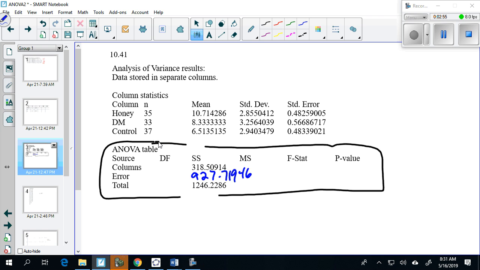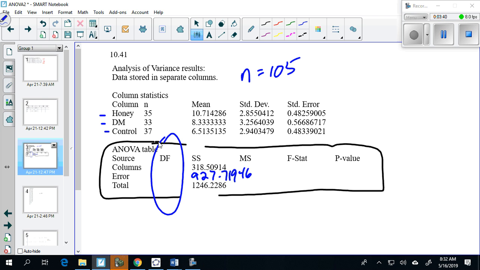All right, we need to be able to tackle degrees of freedom here. How do you find the degrees of freedom? You need to know your sample size. This was our honey, dextromethorphan, and a control group study on cough suppression, to see whether or not dextromethorphan or honey worked better than nothing at all. We had 35, 33, and 37 in there, which is 105. So my total N is 105.